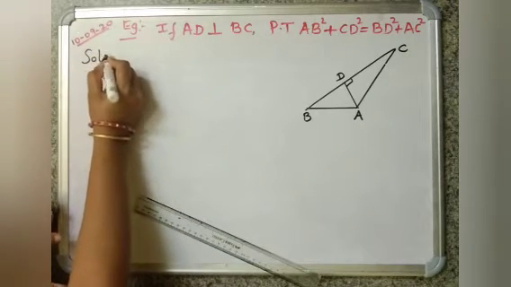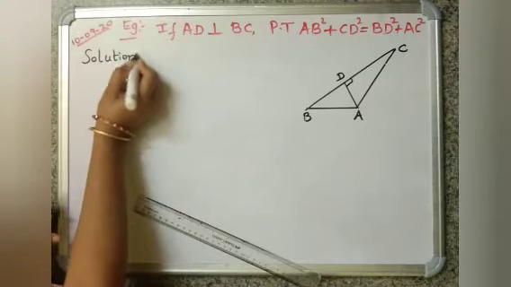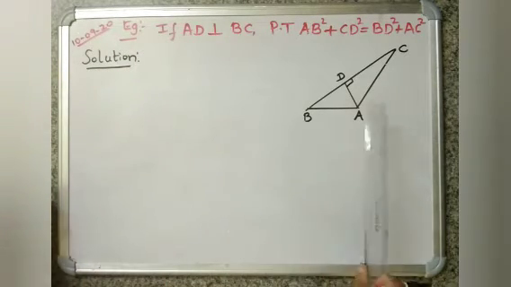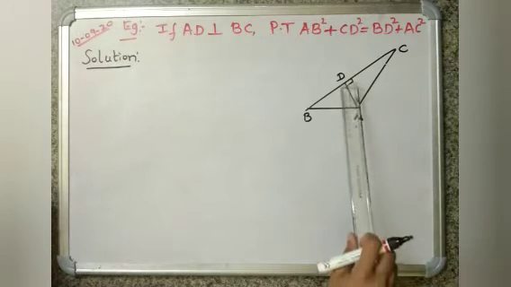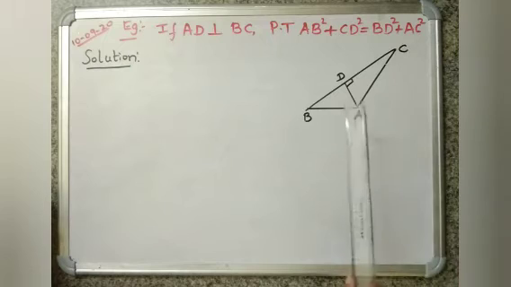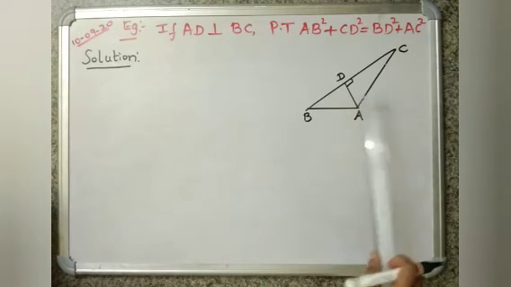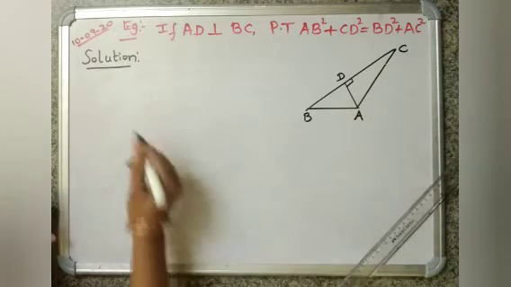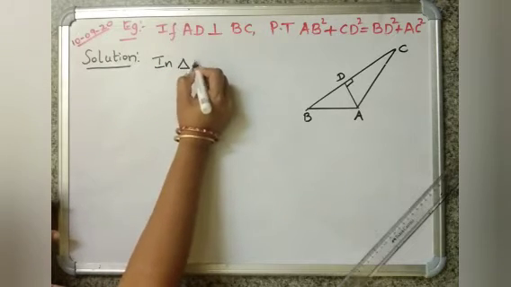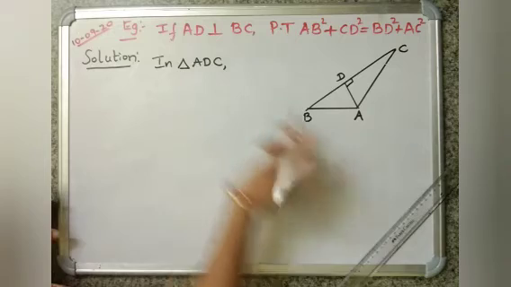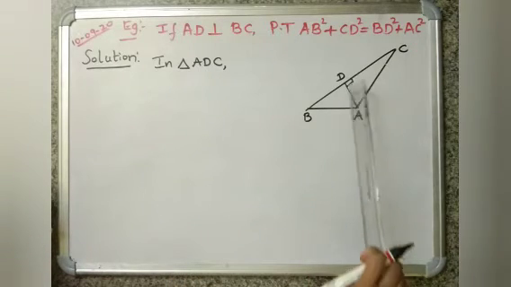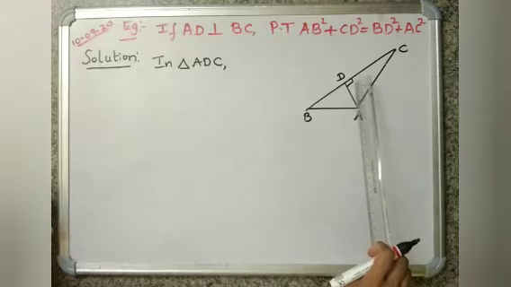Solution. Now which are the right angle triangles over here? Can you see here ADB as well as ADC are the two right angle triangles. So now I will be taking triangle ADC. Now using Pythagoras theorem, you can see here ADC is right angled at D.